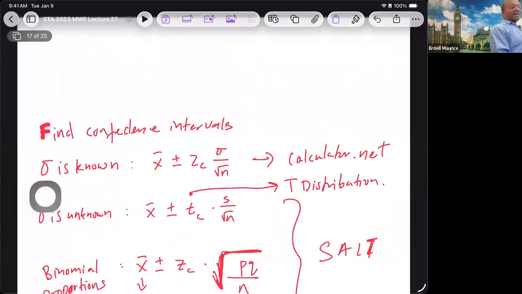So 7.1, sigma is known. In 7.2, sigma is unknown, and in 7.3, it's binomial proportions, right? Those are your three sections. For each of them, you're making a confidence interval. The confidence interval is always taking a number and adding and subtracting your margin of error. Notice for 7.1 and 7.3, you're using Z, but for 7.2, you're using T critical. Does that make sense?